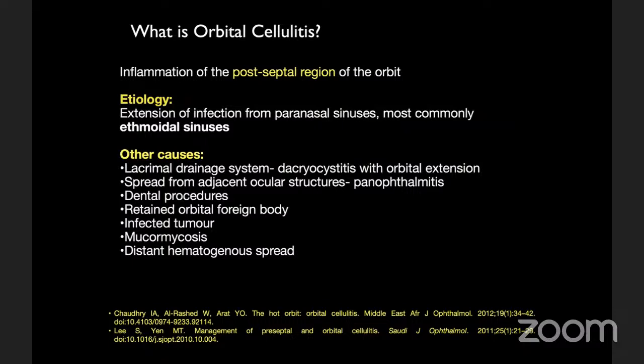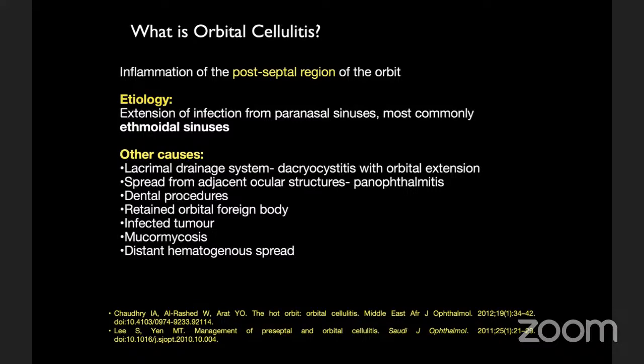So any inflammation that involves the postseptal region is known as orbital cellulitis. Now we know that the layers of the eyelid: there is skin, and then there is subcutaneous tissue, and then there is the septum, the orbital septum, after which we have the tarsus and the conjunctiva. So anything which is present anterior to the septum, we call preseptal, and obviously anything posterior to that would be the postseptal region. So inflammation of that area would be termed as orbital cellulitis.